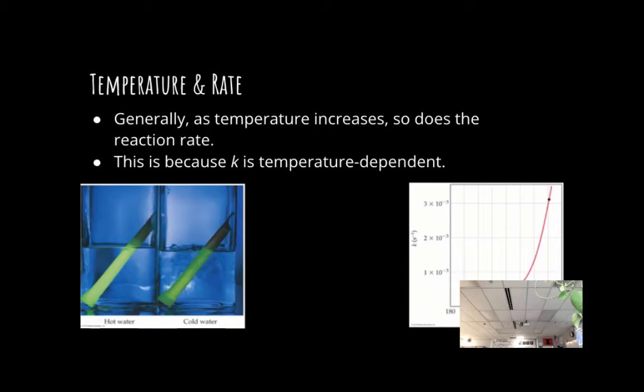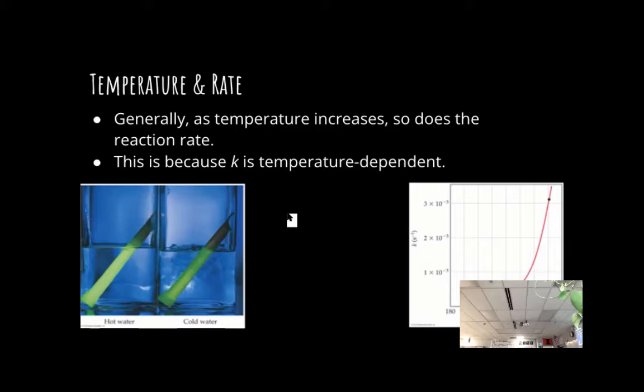You saw that visually when you put your glow stick in the hot water versus the cold water. You could see right away, as soon as you put it in there, it started glowing brighter to show that that reaction was happening faster. And we know from what we've done so far, K is temperature dependent. So if you increase the temperature, it's going to increase the K value. That's why you've been seeing those temperatures, even though we haven't used them until today.